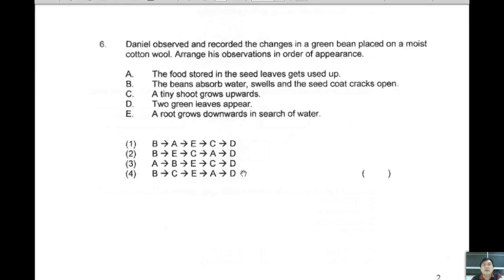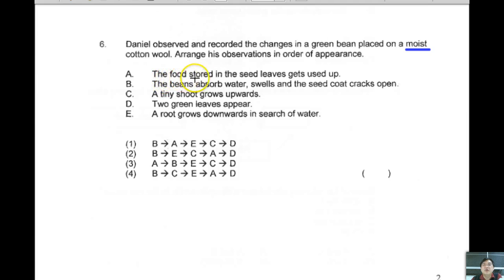Okay, Daniel observed and recorded the changes in the green bean placed in the moist cotton wool. Here moist means it is wet. Note, wet. Arrange his observations in the order of appearance. We've got to be very slow. Do it very slowly.